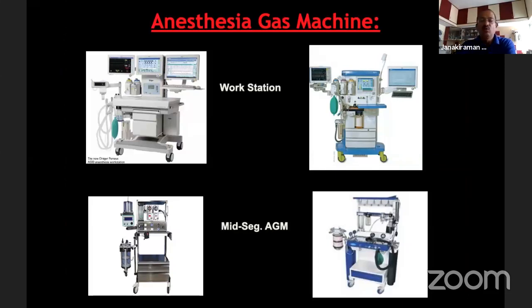I'm going to take only one case study. We can't see all equipment. Anesthesia gas machines have three categories. The workstation you see on top: the monitoring is more than the delivery unit. The mid-segment equipment, you see, there is no monitoring at all, but there is only a delivery unit.